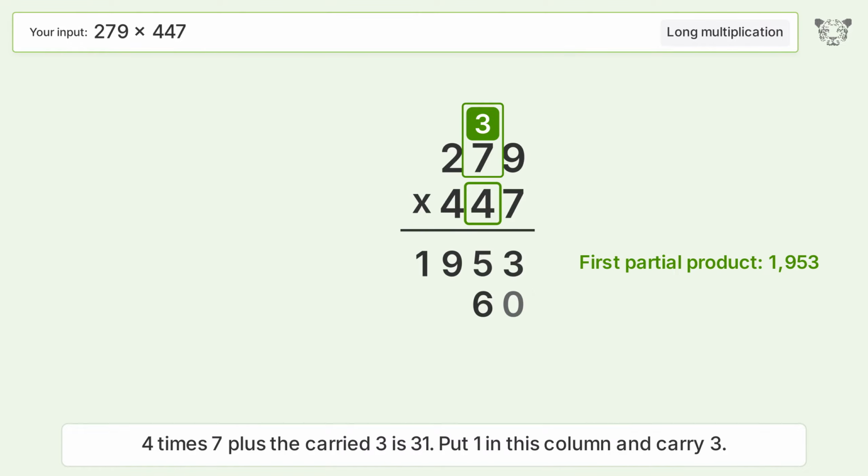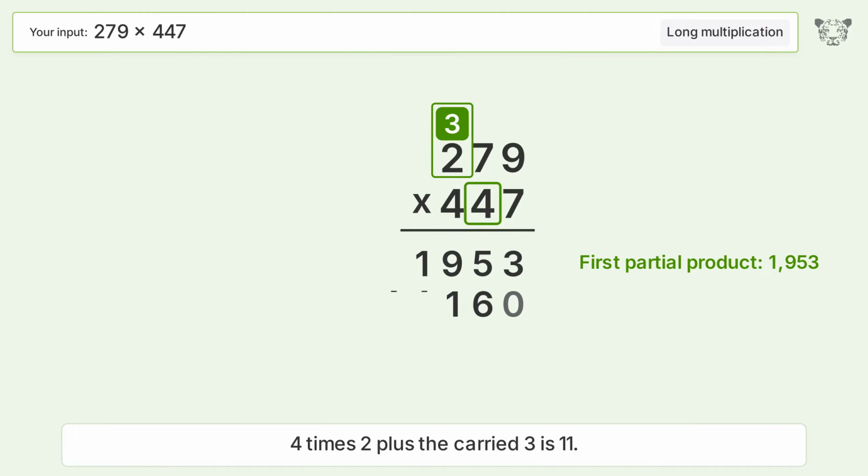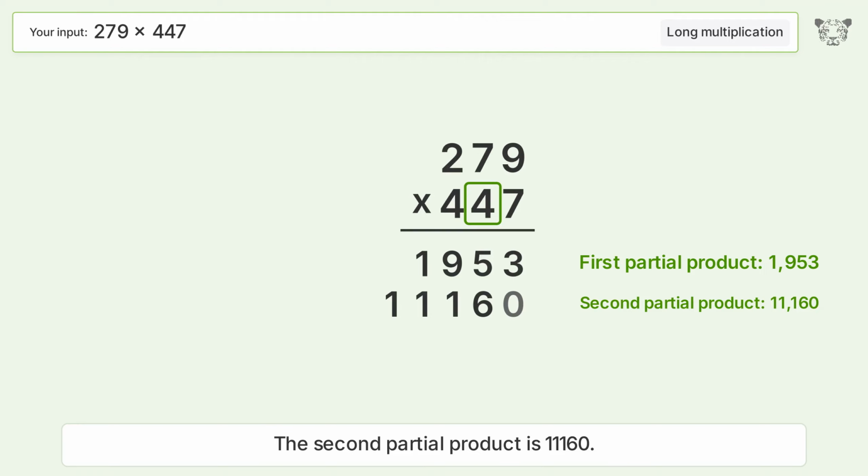4 times 7 plus the carried 3 is 31. Put 1 in this column and carry 3. 4 times 2 plus the carried 3 is 11. The second partial product is 11,160.